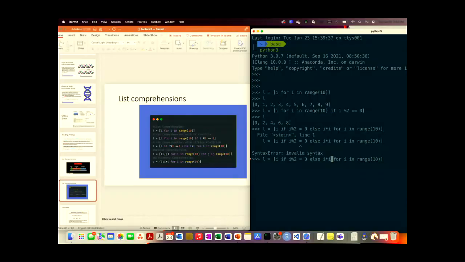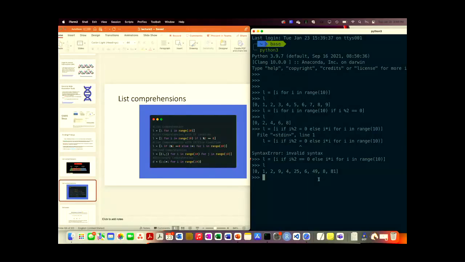I messed up my syntax. That should have been an equals, as we're not doing a variable assignment there. All that's changed is it creates this list, and if the value in the range we're looking at is not divisible by 2, it goes to the second case, where it's the value times itself. So 0 times 0 is 0, 1 times 1 is 1, 2 is divisible by 2, 3 is not divisible by 2, so we return the else condition, 3 times 3, and so on.